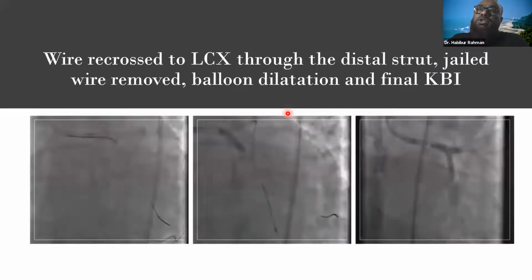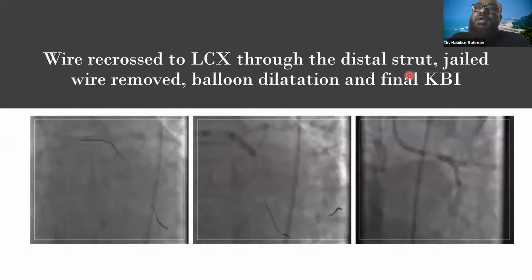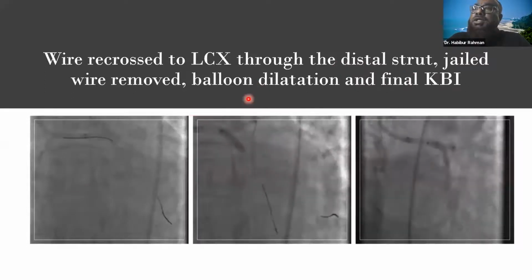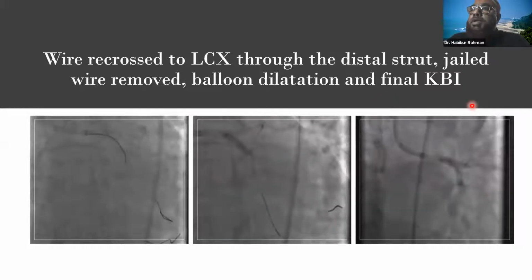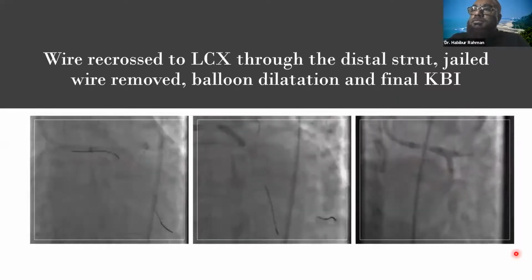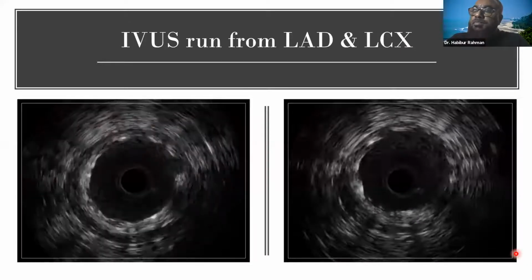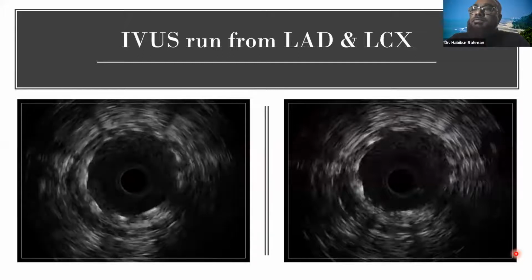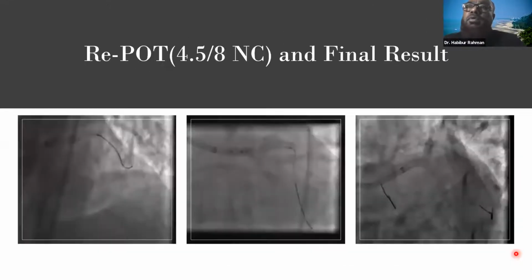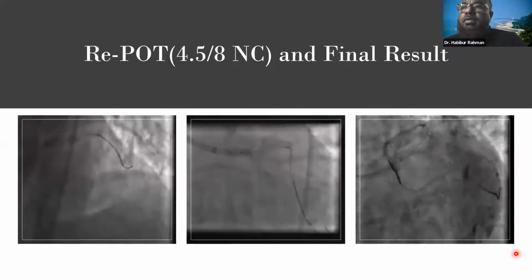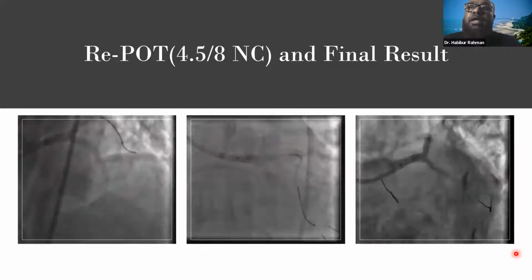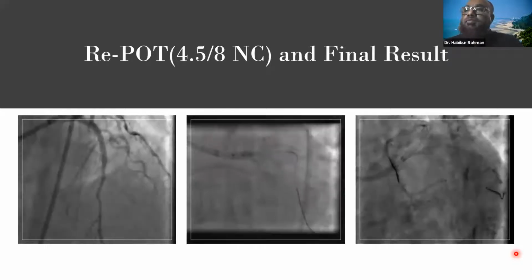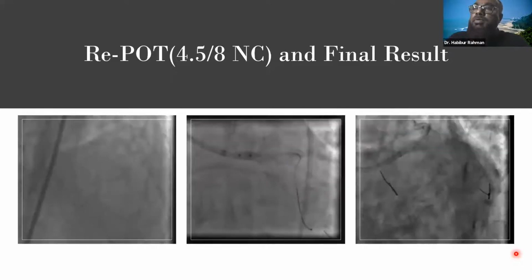So wire recross now through the LCX distal strut, the jailed wire removed from the LAD, and balloon dilatation and final kissing balloon angioplasty done. Now IVUS was checked from both LAD and LCX, showing good stent apposition. Now POT in the left main done with a 4.5 by 8 NC balloon, and final result with good TIMI flow.